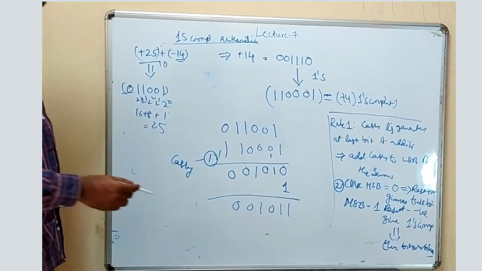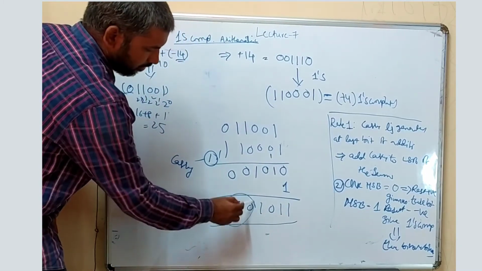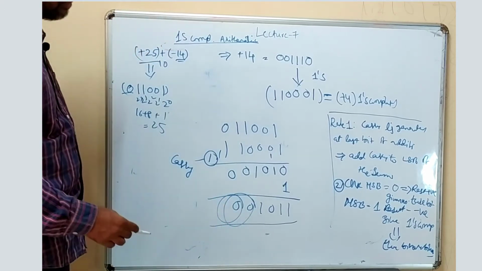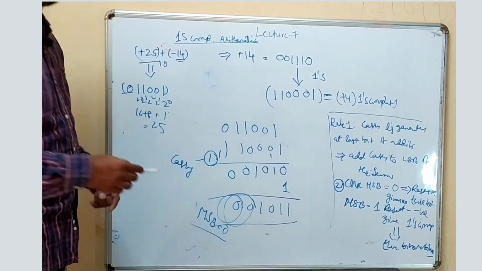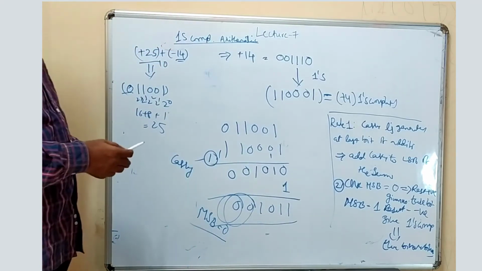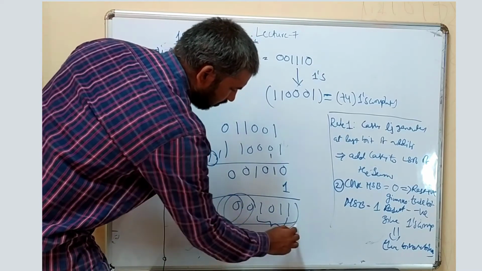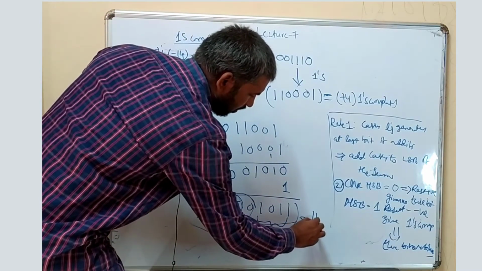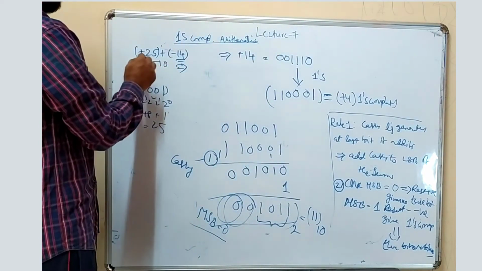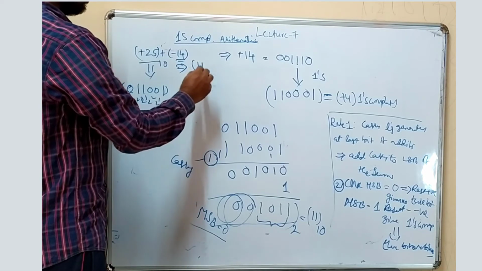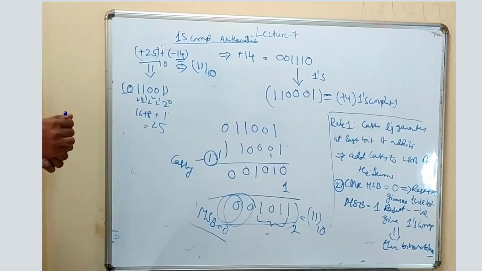Now we got the result. Once you have the result, as per the rule you have to check the MSB. The MSB is 0. That means the obtained result is in positive form, and that will be the true binary form. When you consider this entire number as true binary, it is equivalent to 11 in the decimal system. So if you add these two also, plus 25 minus 14 will be 11 in the decimal system. So that's how we perform 1's complement arithmetic.